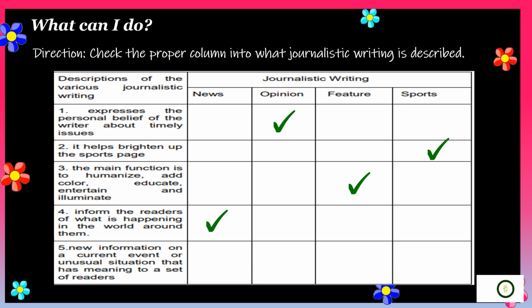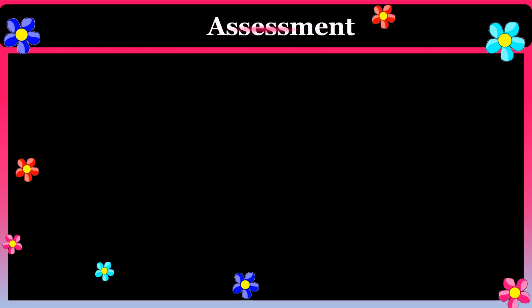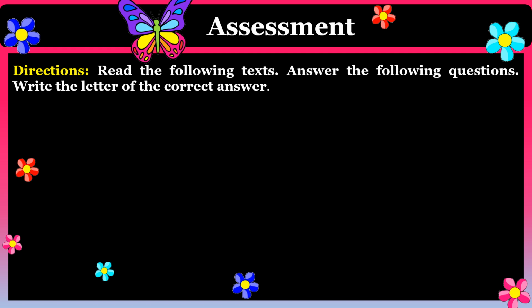And number five, it's new information on a current event or unusual situation that has meaning to a set of readers. Alright, so what is your answer? Very good! It's a news report. Well done, kids! Congratulations! Now read the following text. Answer the following questions and then write the letter of the correct answers.